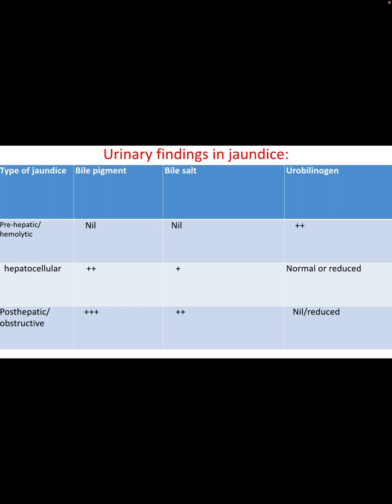And this slide shows the urinary findings in jaundice. In prehepatic or hemolytic jaundice, the bile pigment is nil, bile salt is nil, and urobilinogen is present, 2+ is shown. Hepatocellular jaundice: bile pigment 2+, bile salt is present, that is 1+, urobilinogen normal or reduced. In post-hepatic jaundice, bile pigment 3+ is there, bile salt is 2+, and urobilinogen nil or reduced.